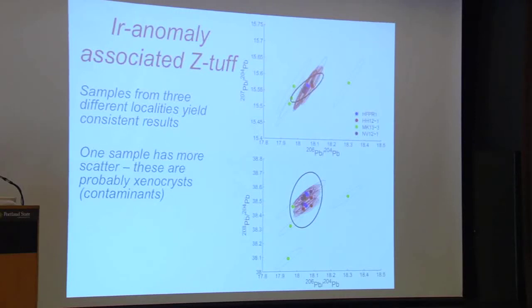These are four different samples from four different localities. And there's really, really good overlap between 3 out of the 4, and then one of them, this green one here, MK13.3, has a lot more scatter. We assume that these are xenocrysts, possibly contaminants either induced during the sampling process, these are very difficult to sample cleanly, or during the eruption and deposition process. It's not entirely clear where these come from.